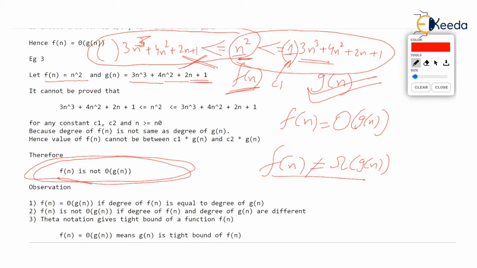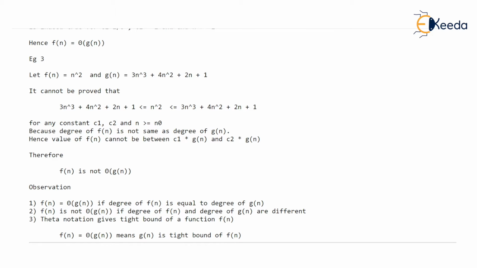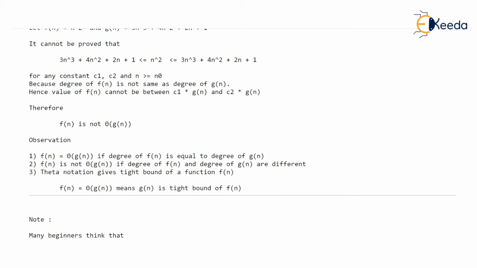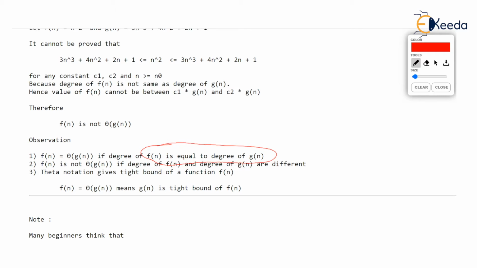So when can you prove that Fn is theta of Gn? Come again. Fn is theta of Gn if Fn is O of Gn and Fn is omega of Gn. That is, watch this observation, Fn has equal degree as compared to Gn. Then only you can prove that Fn is theta of Gn. Whereas Fn is not theta of Gn if the degree of Fn and the degree of Gn are different.